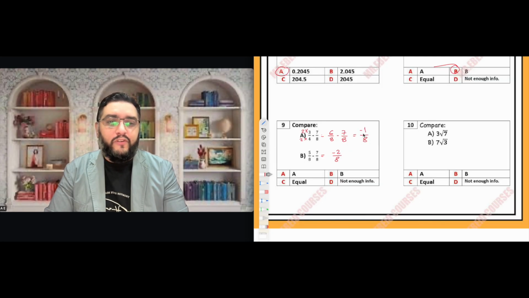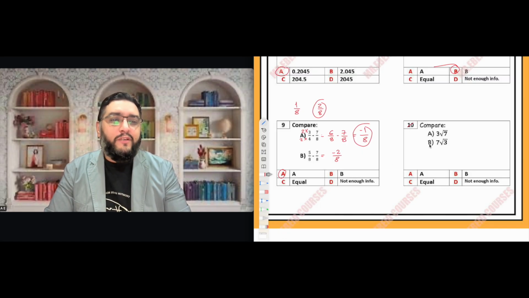Which is greater, negative 1 over 8 or negative 2 over 8? Without the negative, 2 over 8 is greater. But with the negative sign, negative 1 over 8 will be greater, so the answer is 8. Let's move to question 10.